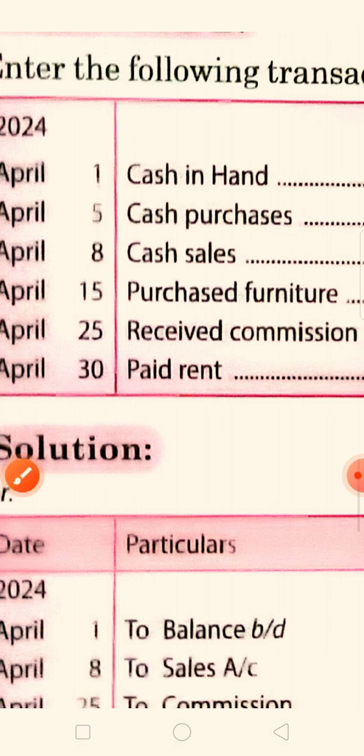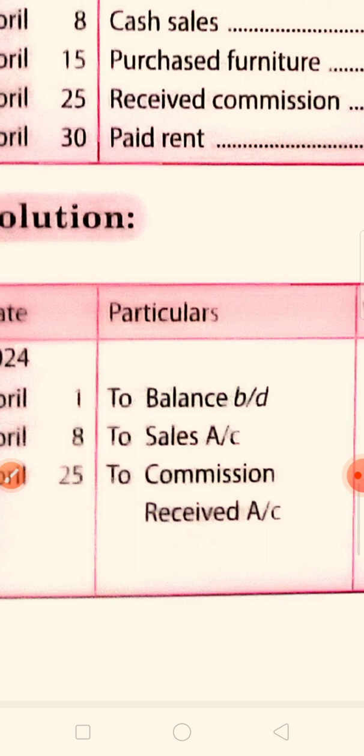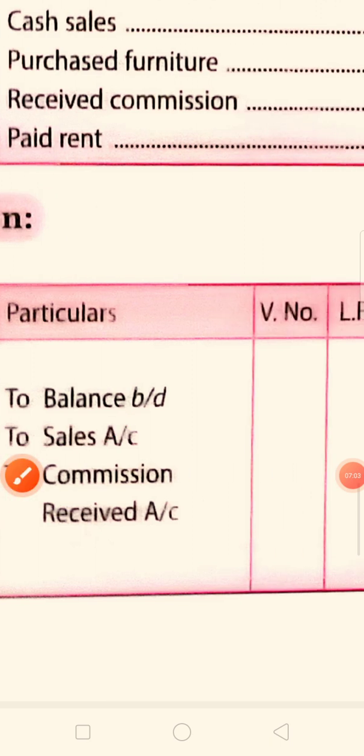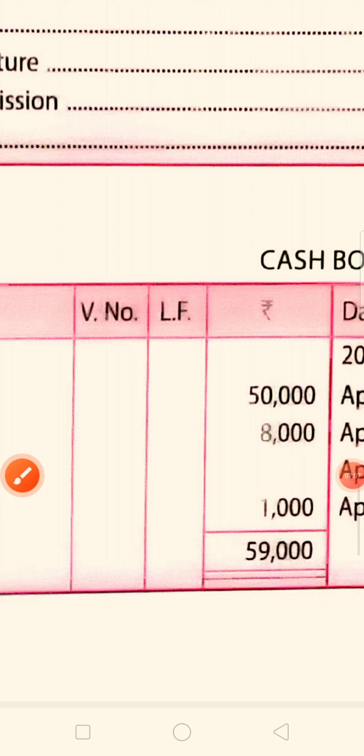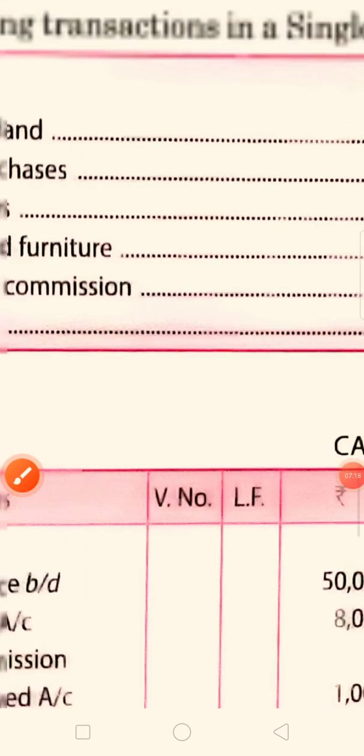Now we can check the amount. First of all, the amount is 8,000, my dear student. Now we can check that it is written on the two side, the debit side, to sales; the date is 8 April and the amount 8,000 is here. So like this, if cash is coming, then we will write on the two side. If cash will go, then we will write on the buy side. Only this is the thing we have to do in the cash book, my dear student.